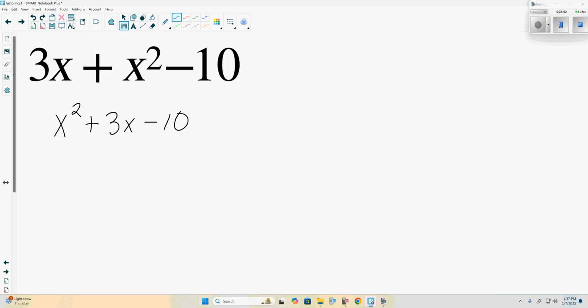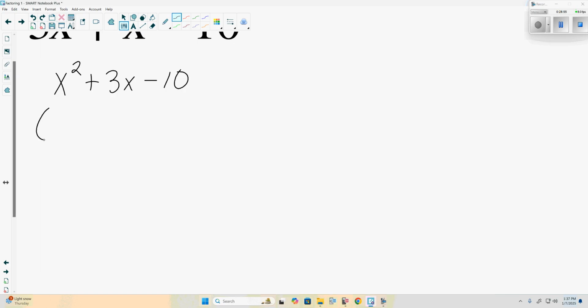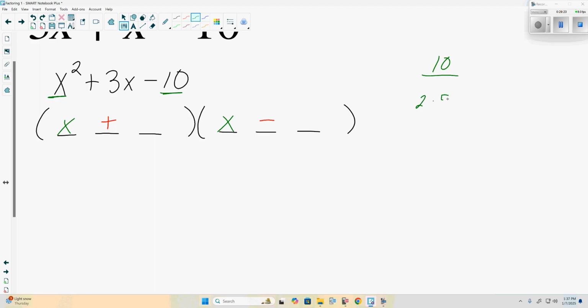Is there a greatest common factor between these three terms? No. So we'll have two sets of parentheses with 3 spaces. The third term is negative, so the signs are opposite. Positive and negative. Now we want to find the factors of the first and third term. Factors of x squared are x and x. Factors of 10, 1 and 10, 2 and 5.